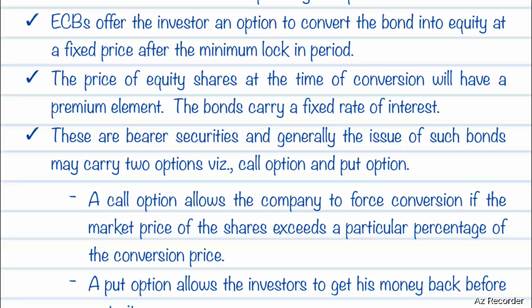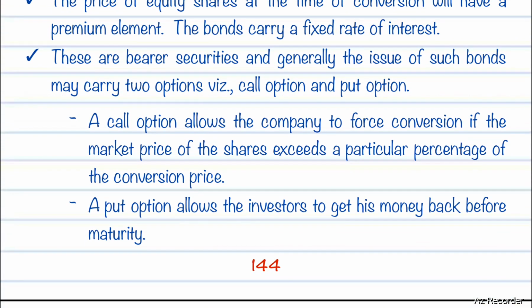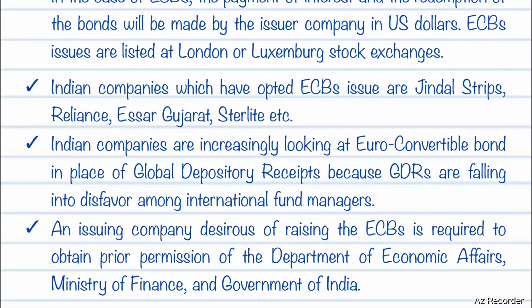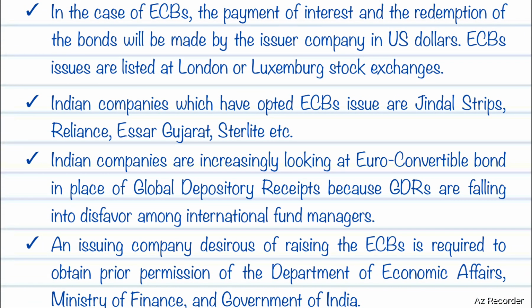These are bearer securities, and generally the issue of such bonds may carry two options, that is call option and put option. A call option allows the company to force conversion if market price of the share exceeds a particular percentage of the conversion price. A put option allows the investors to get his money back before maturity. In the case of ECBs, the payment of interest and the redemption of the bonds will be made by the issuer company in US dollars.